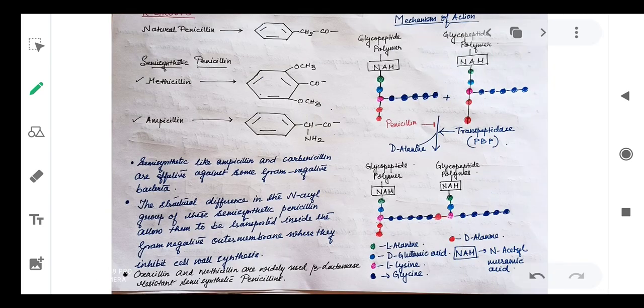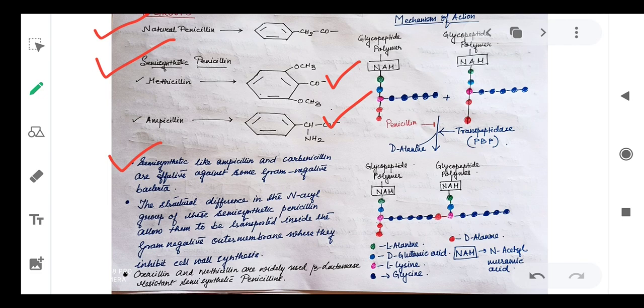Moving on to our next slide, I told you that the structure of penicillin and its derivatives will vary depending upon the presence of the R group. So this particular structure is natural penicillin. Then comes the semisynthetic penicillin, which comprises methicillin and ampicillin. Semisynthetic penicillins like ampicillin and carbenicillin are effective even against gram-negative bacteria.